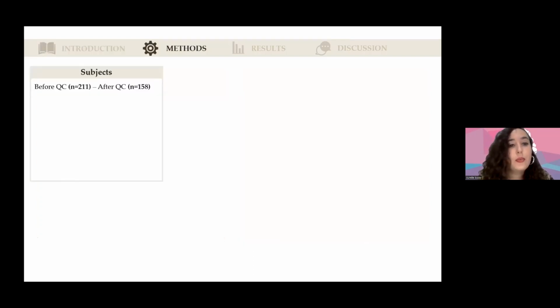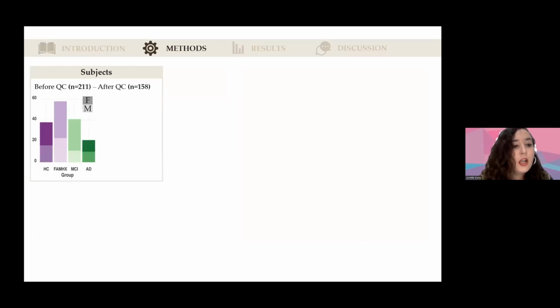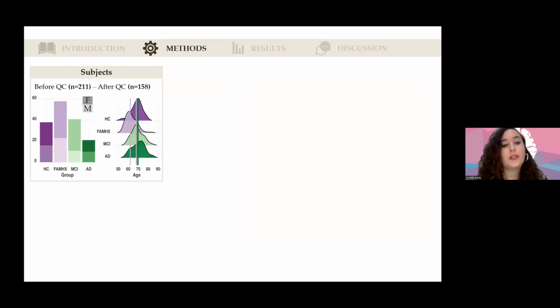So in order to do that, we used 158 participants after quality control of all of the scans. And here is a representation of the sex and number of participants per group. And here you can see the age range and the median age, which is represented by these vertical lines. So we can see that the median age is similar for the controls, NCI and AD, but we have a younger population for the ones that are at risk for AD.